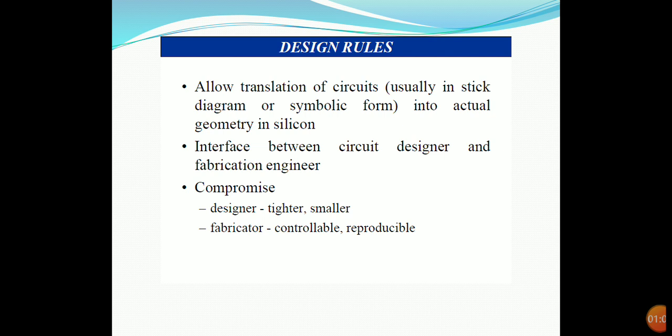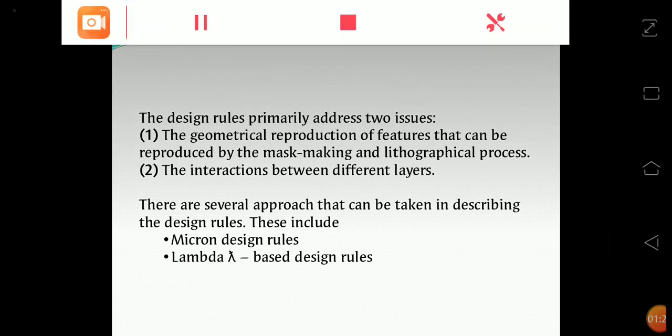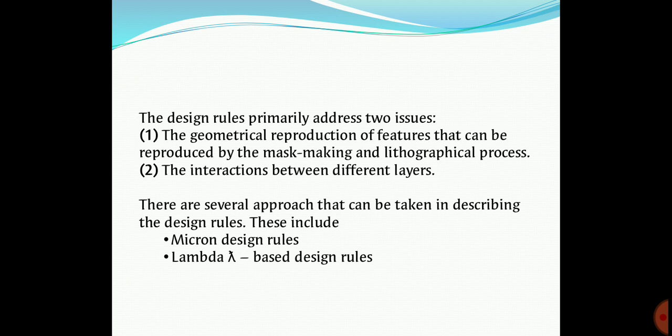There are two issues in the design rules. One is the geometrical reproduction of the features that can be reproduced by the mask making and lithographic process. Another one is the interaction between the different layers. So there are two different types of rules: one is the micron based rules, and the other is the lambda based design rules. Let us discuss them one by one.